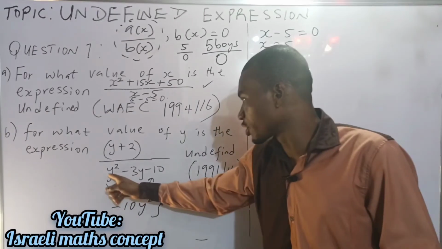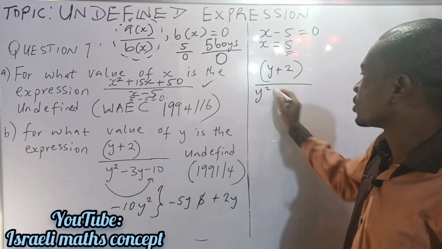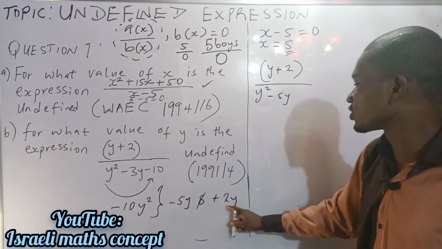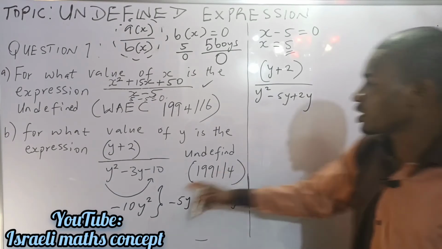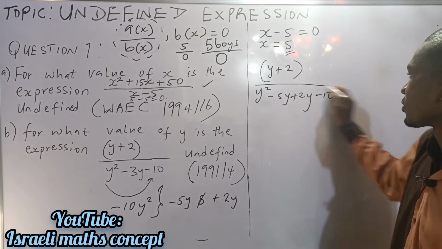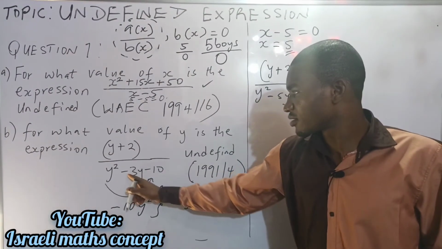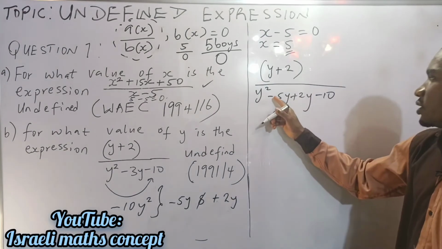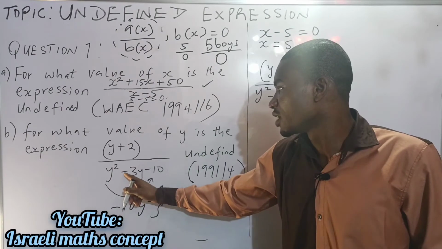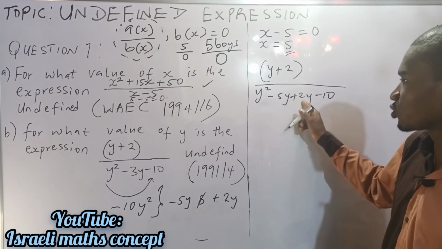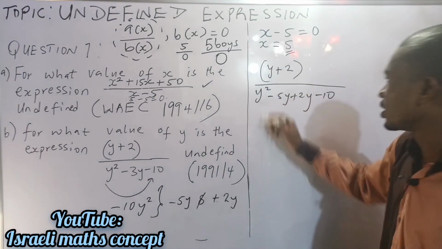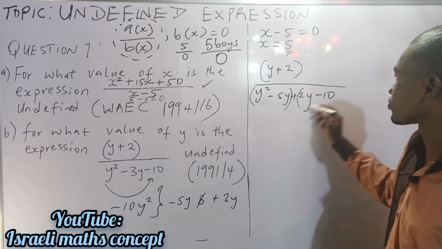Then taking the first term y squared, we add these two factors, negative 5y and positive 2y, and then we are left with the constant negative 10. The reason why I didn't include negative 3y is because when we add up negative 5y and positive 2y, it will still return us back to negative 3y. So there is no need of including it again. Then I group it in twos.